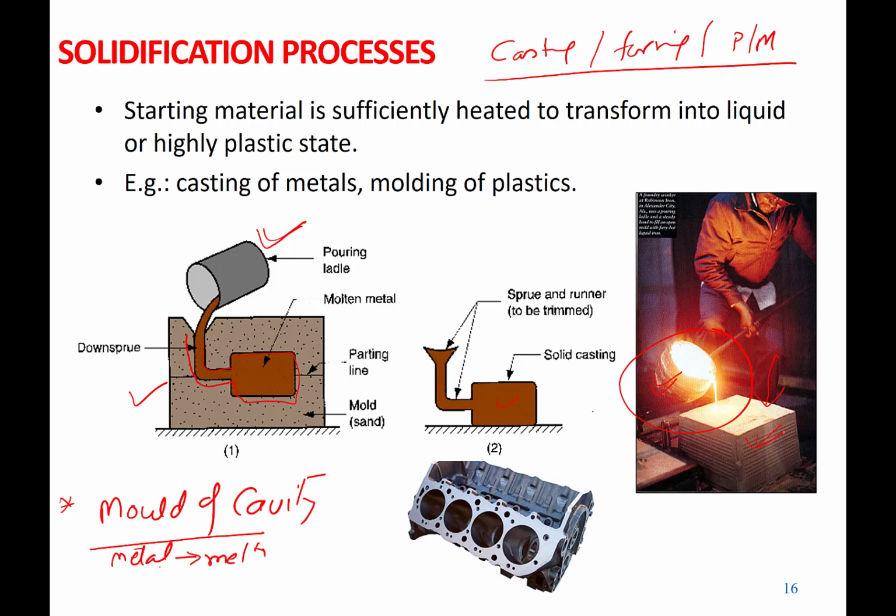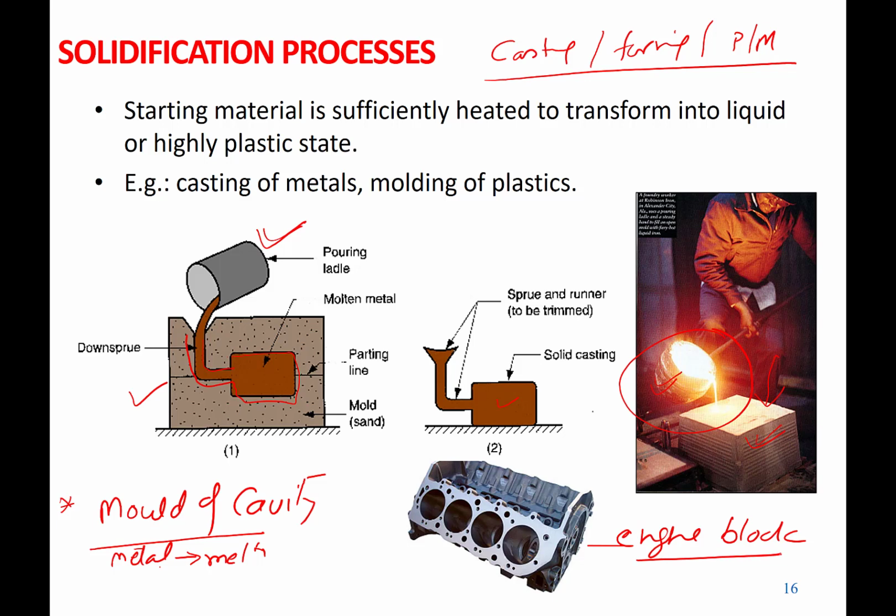In this case we use heat to melt the metal, and then the molten metal is poured into the desired cavity, and after solidification you get the casting. The process is so good that it can be very effectively used to generate very intricate, complex shapes. The engine block is one typical example of a complex shaped product.